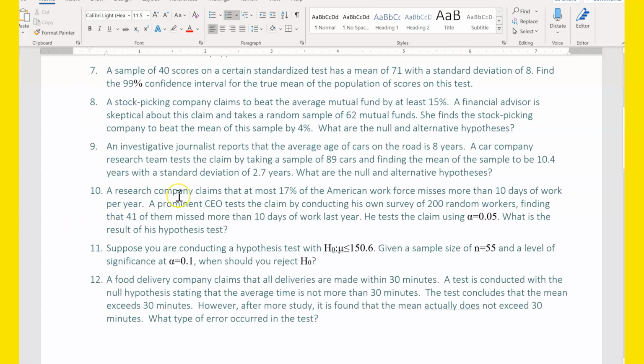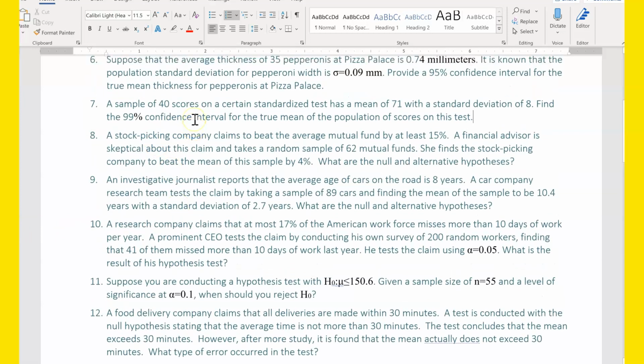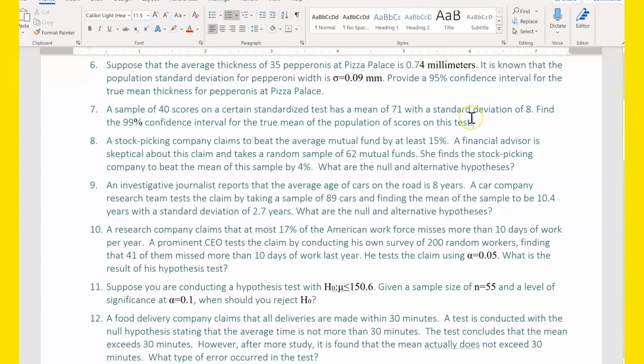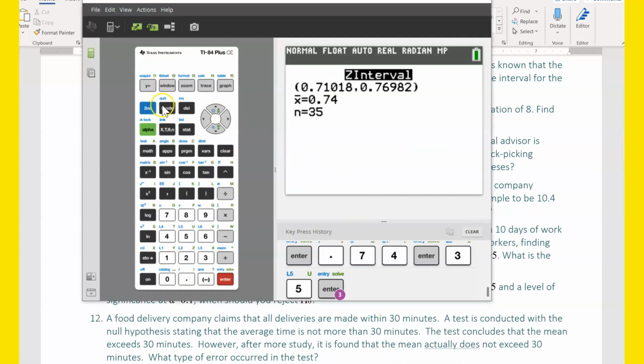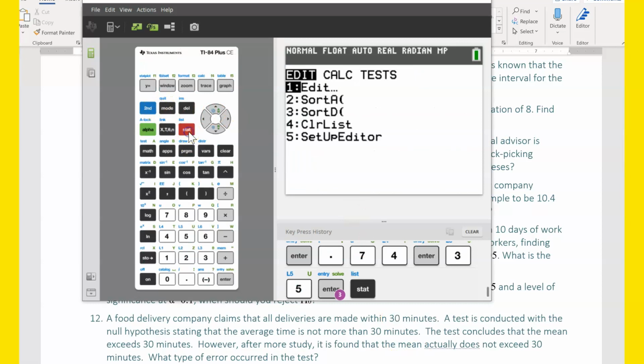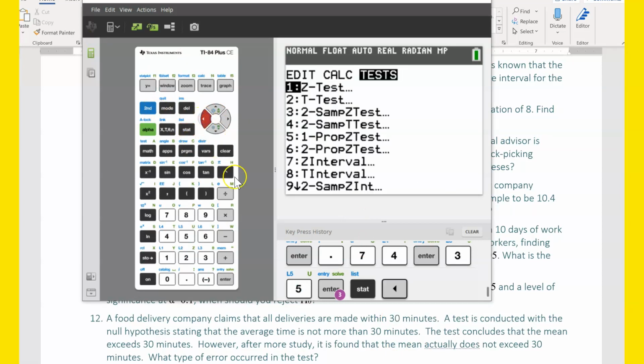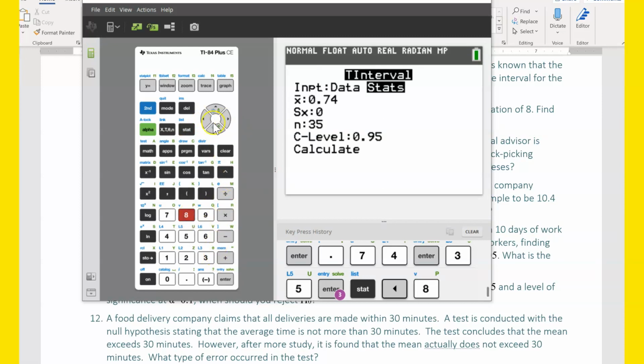All right, on number 7, similar to number 6, except that on number 7, we're not given the population standard deviation. So that being the case, we don't use the z-interval, we use the t-interval when we don't know the population standard deviation. So I'm going to go to my calculator. I'm going to go to Stat. Click over to Tests, and this time I'm doing the t-interval, option 8. And we're inputting the stats.